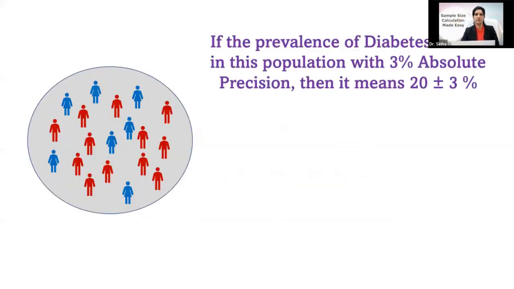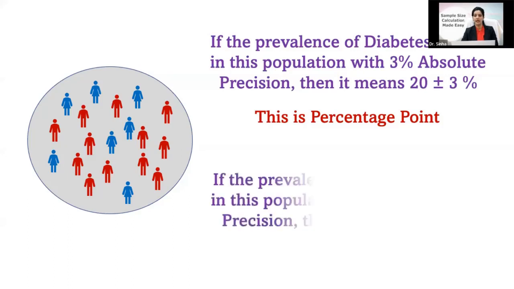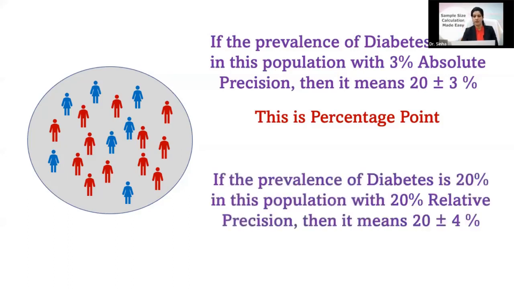Next, you can see that if the prevalence of diabetes is 20% in this population, and I say that the prevalence of diabetes is 20% with a 3% absolute precision, that means this is a percentage point, because I will be saying that my population parameter will lie from 17% to 23%.